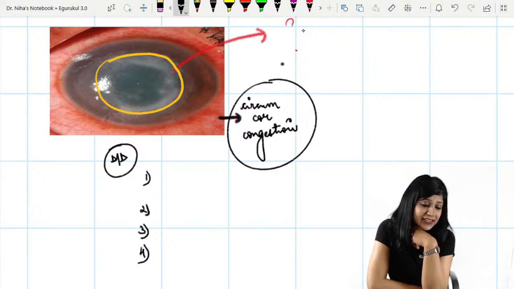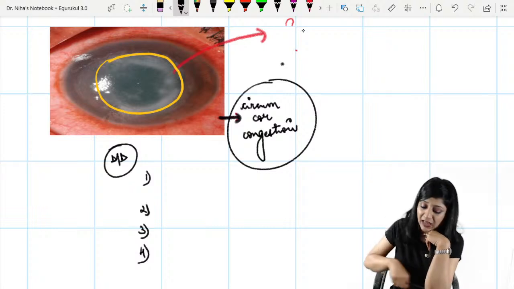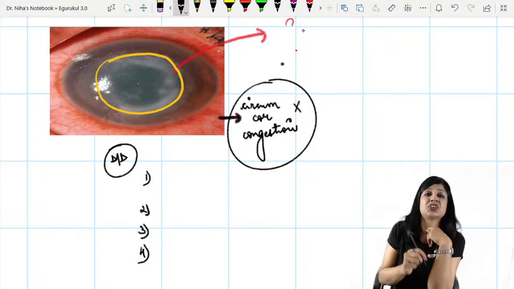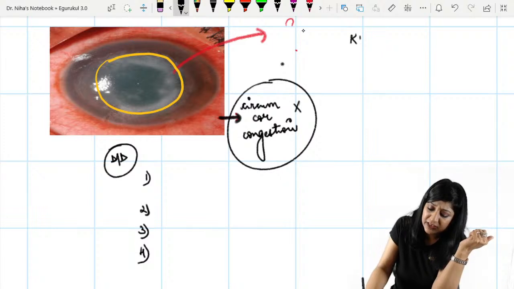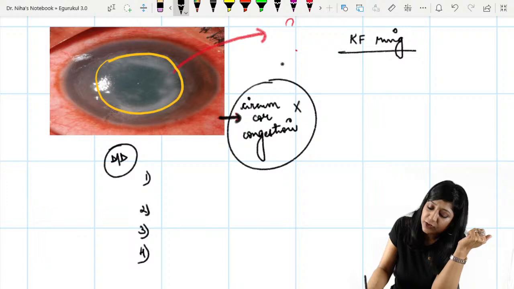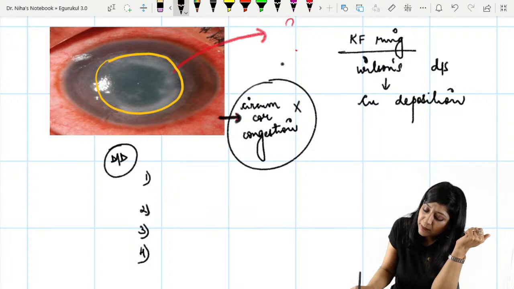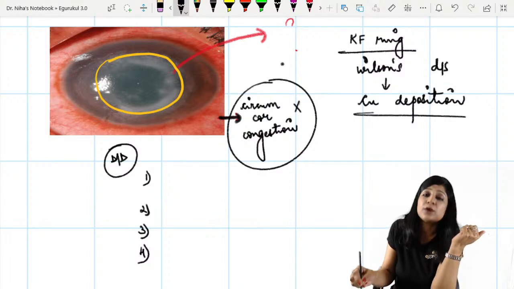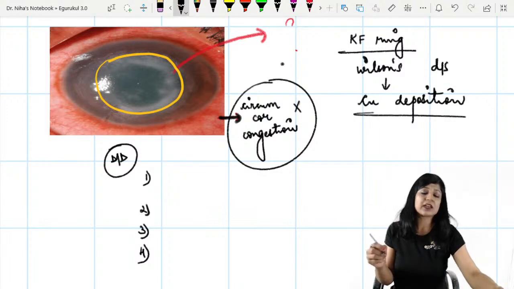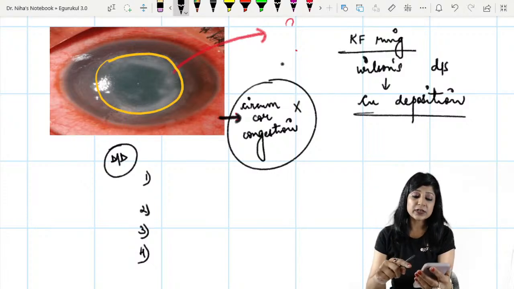Okay, Sheikh is saying KF ring. KF ring will not have the circumcorneal congestion, you know. We have discussed KF ring also. You get the KF ring in cases of Wilson's disease, right? And this occurs due to copper deposition in Wilson's disease. So you are not going to get the circumcorneal congestion. Moreover, it is golden brown in color.